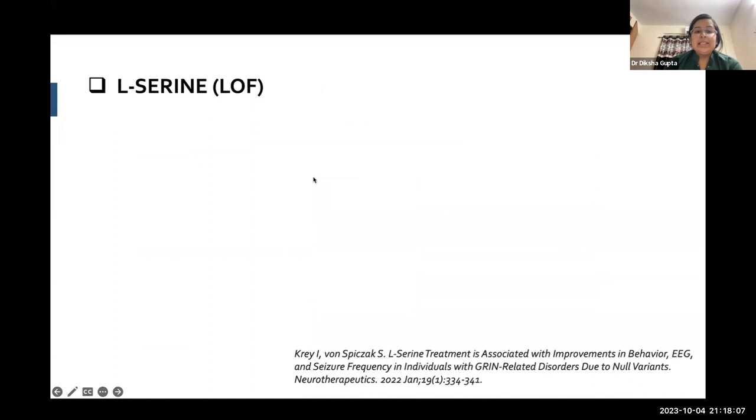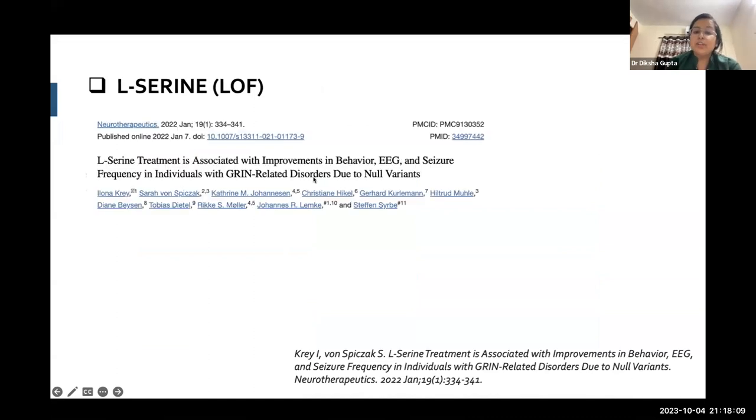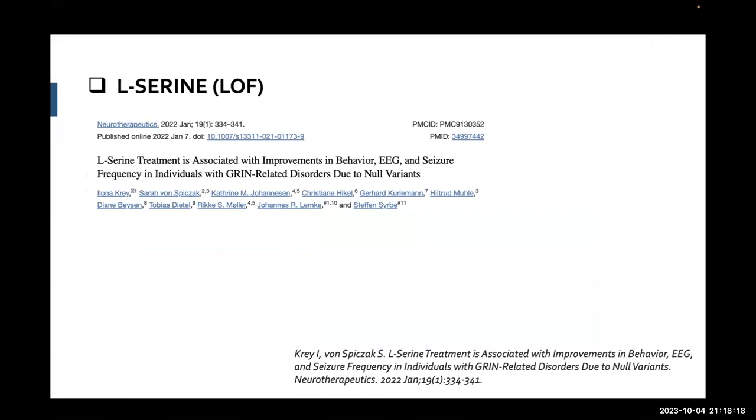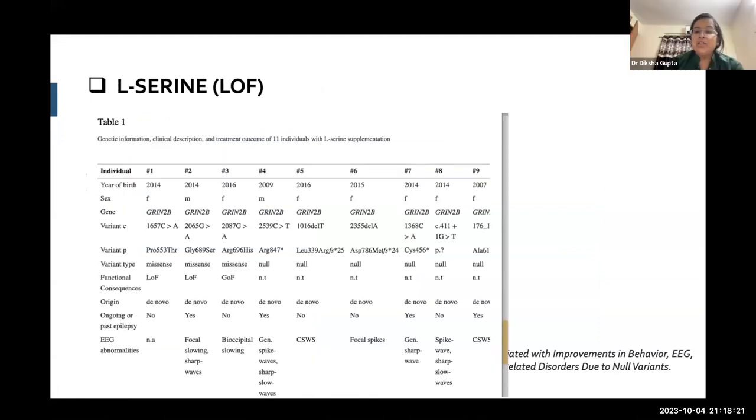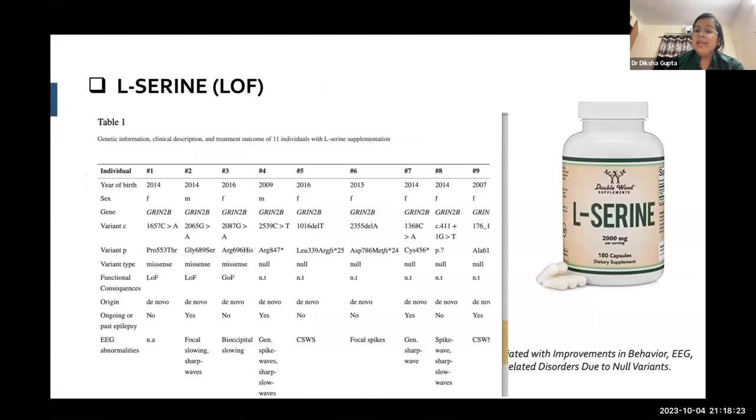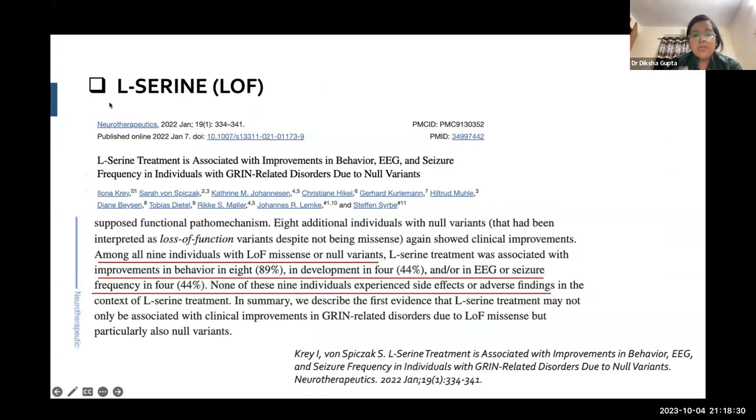L-serine is told to be useful in loss of function mutations, and many studies have been done. There's a latest study which has shown improvement in behavior, EEG findings, and seizure frequency in individuals with GRIN2B related disorders. They enrolled 9 children and started the patients on L-serine at a dose of 500 mg per kg per day in 3 to 4 divided doses. What they found was improvement in behavior in 8 patients, development in 4, and EEG and seizure frequency also. And there were no reported side effects or adverse events.